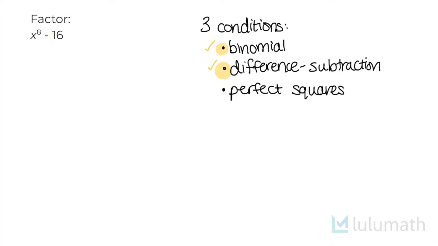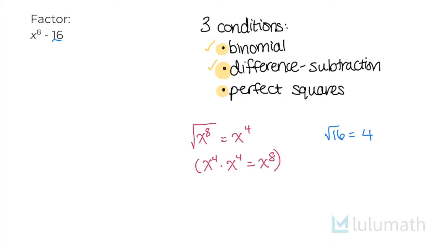Lastly, I'm going to see, do I have perfect squares here? So I have x to the power of 8, and I'm going to square root it, and the square root of that is x to the power of 4, because x to the power of 4 times x to the power of 4 is x to the power of 8. And then my other term is this 16 here, and the square root of 16 is 4. Again, our goal is to just be able to quickly do the factoring without having to write anything out or do any extra work. Let's go to our binomial here, multiplied by our binomial.